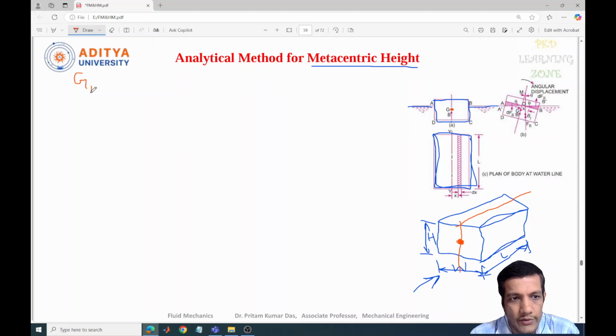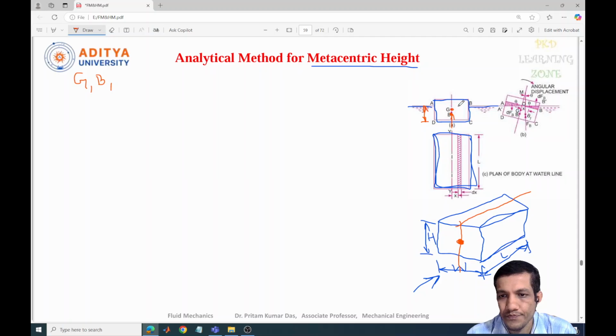The G point is defined as the center of gravity point, and the center of buoyancy depends on how much the body is immersed inside the water. Based on that we can find out the center of buoyancy point, the point at which the total buoyant force of this body is acting. So that is B point, the center of buoyancy point. Now this is the normal condition.